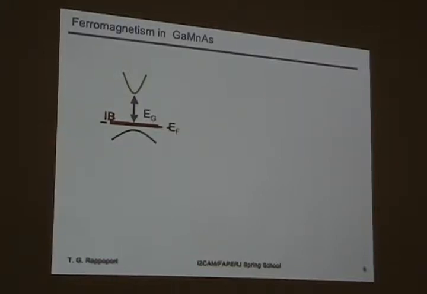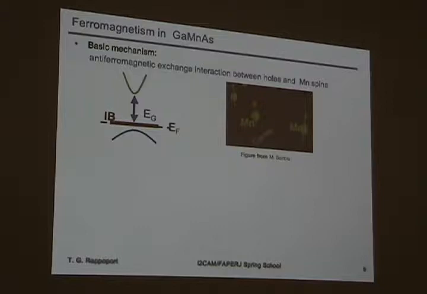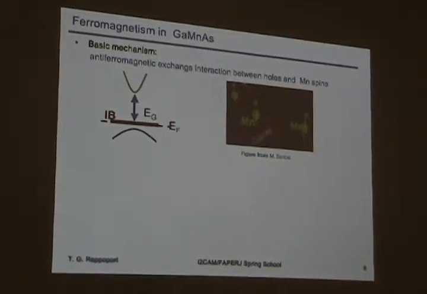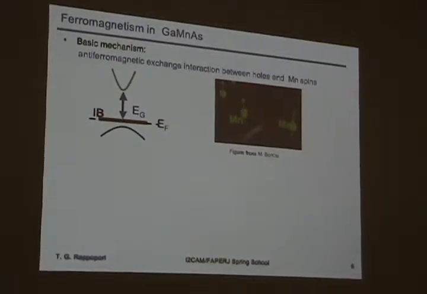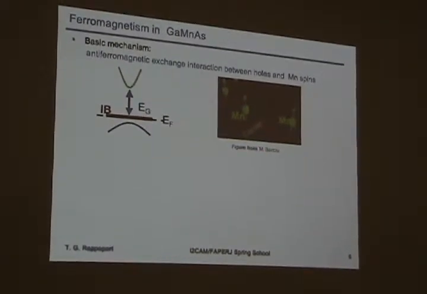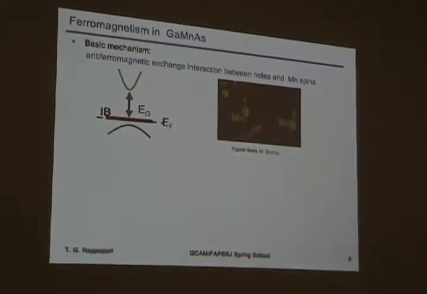But how come this magnetism in gallium manganese arsenide, for example? I told you that when the manganese is incorporated, it donates a hole, and these holes form an impurity band in the middle of the gap of the semiconductor. And these are the carriers that are mediating the ferromagnetism. They're mediating the interaction between the spins of manganese. So there is an antiferromagnetic exchange interaction between the carriers and the spins that gives rise to this ferromagnetism.